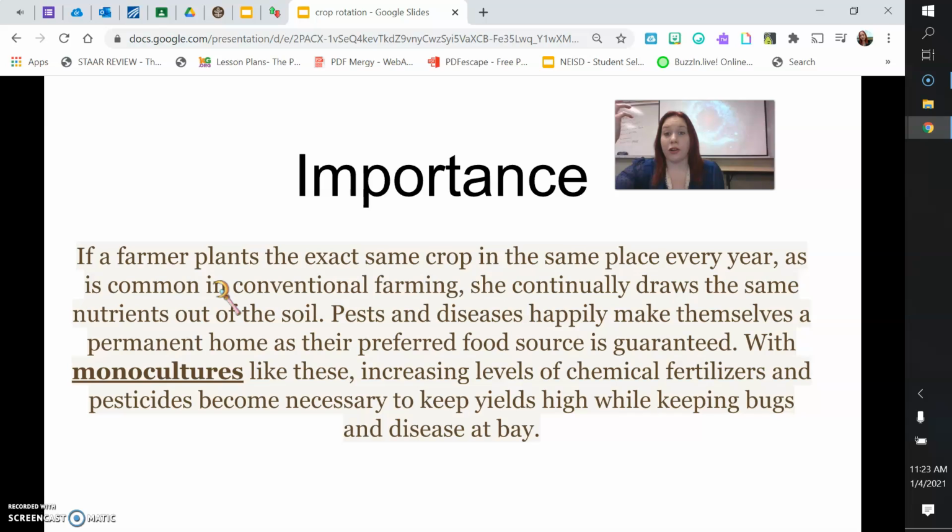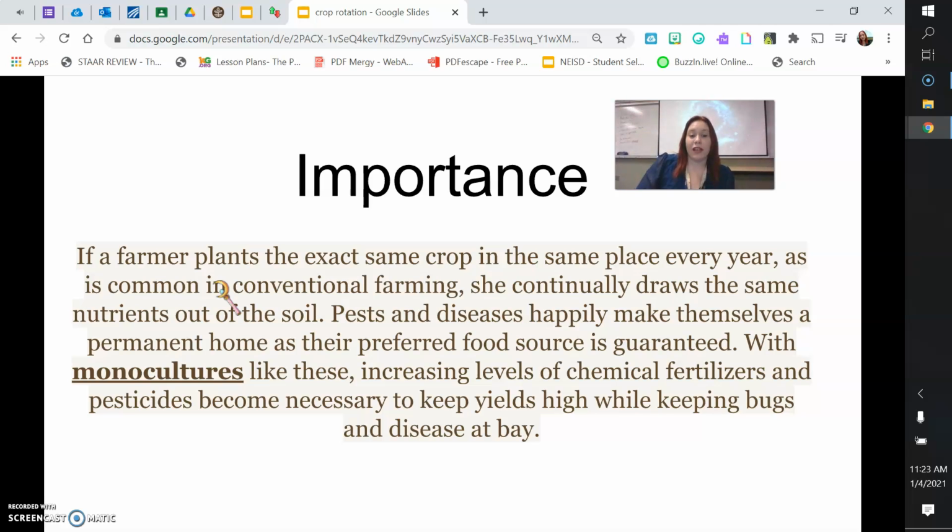So we call this a monoculture. So we've had the same field with corn and only corn for the past decade. We call that a monoculture. Another example of a monoculture would be like your yard, which is 100% grass. Only thing growing in there is grass. That'd be a monoculture. Mono means one.